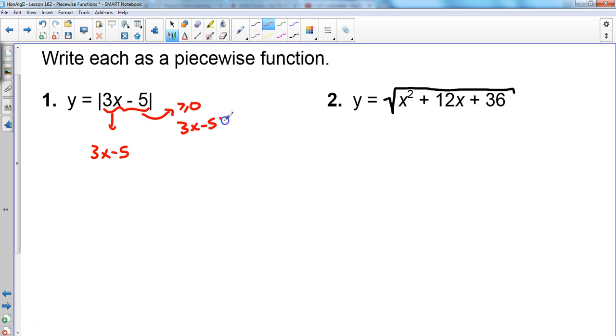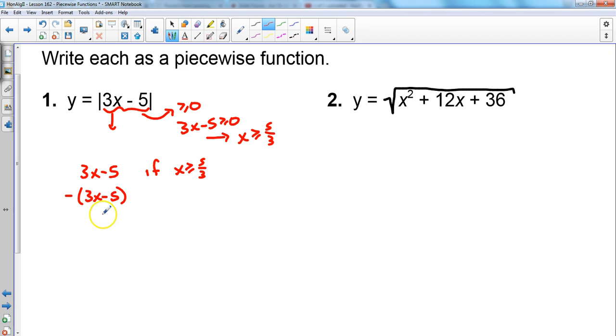So 3x minus 5 greater than or equal to 0 gives me x must be greater than or equal to 5/3. So in defining my piecewise function, I've got this 3x minus 5. It follows this rule, and it only follows that rule if x is bigger than or equal to 5/3. The other part of this is the negative version of whatever the argument is. And when does it follow that? Well, we've already solved for this. We've got the greater than or equal to 5/3. So this happens if x is less than 5/3.